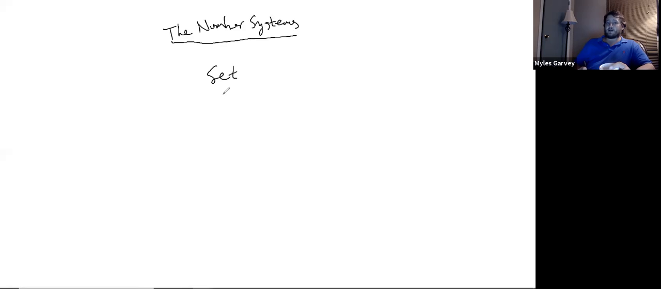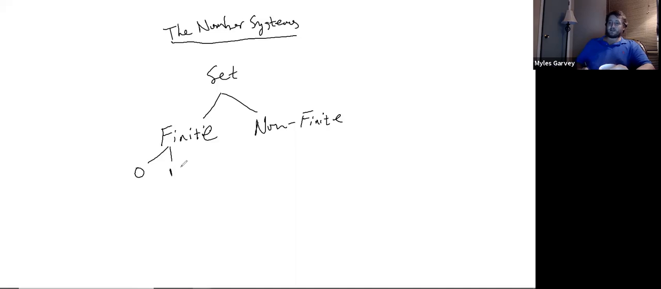Now, the way we categorize sets is basically based on how we count, right? We can classify all sets as being either finite or non-finite. And of the finite sets, we can talk about all sets that have no elements in them, all sets that have one element in them, and so on and so forth, right? That is, the collection of all sets of size whatever.